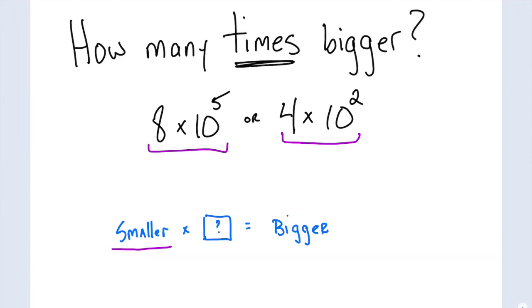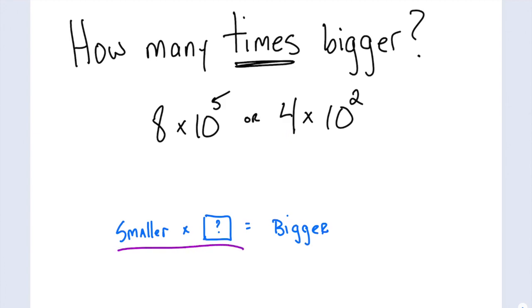If I take the smaller value and I multiply it by some multiplier, I get the bigger number. And what we're after is, what is that multiplier, right? How many times bigger? Multiplication. How many times bigger is the bigger one than the smaller one? So I'm going to use a little bit of some algebra skill here that I know you probably have.